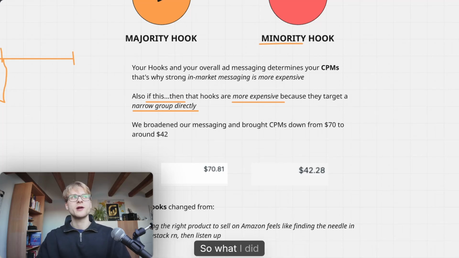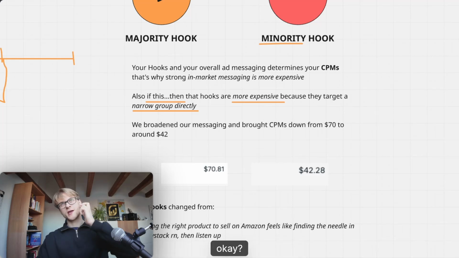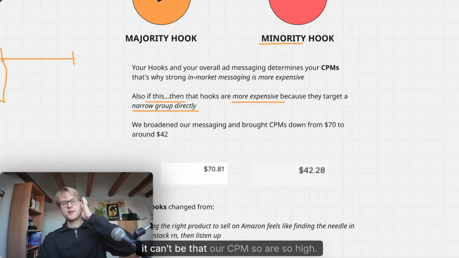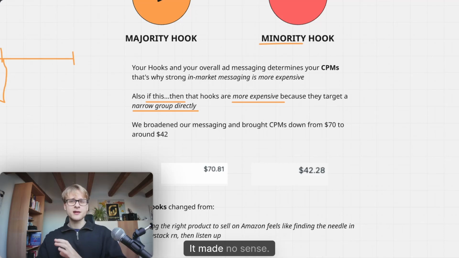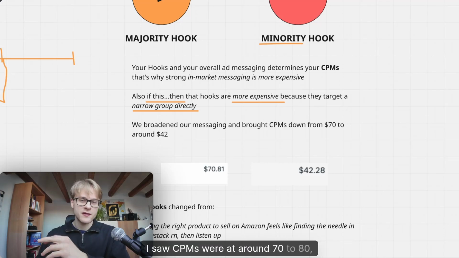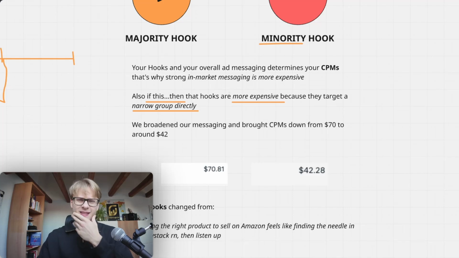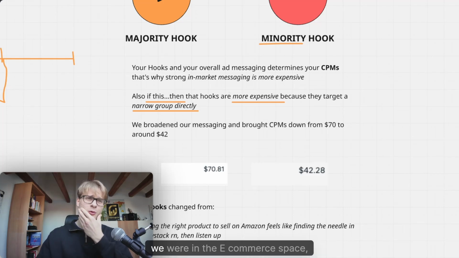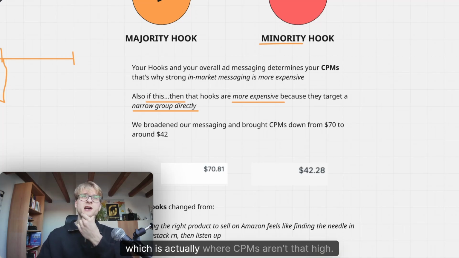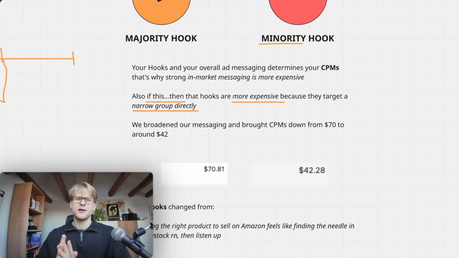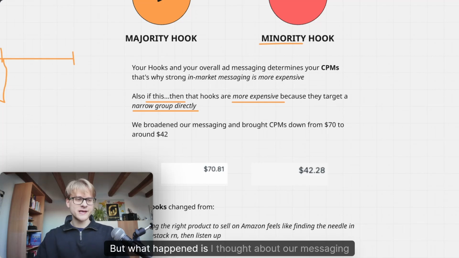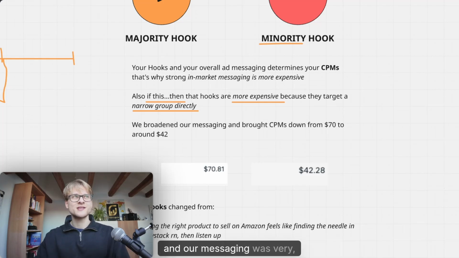Now, we broadened, this is what just happened recently, like 1 or 2 months ago, we broadened our messaging. So what I did was I thought about this, okay? And I was like, man, it can't be that our CPMs are so high. It made no sense. I saw CPMs were at around 70 to 80, right? And I was like, what's the reason for that? We were in the e-commerce space, which is actually where CPMs aren't that high.